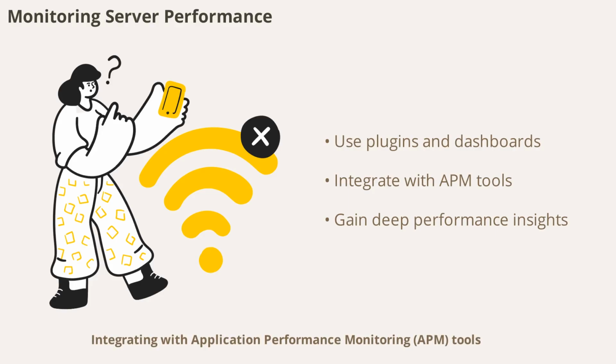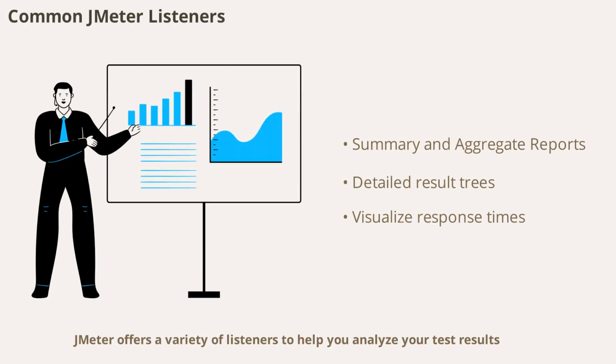Integrating with application performance monitoring (APM) tools such as New Relic provides even deeper insights, helping you pinpoint exactly where issues arise. JMeter offers a variety of listeners to help you analyze your test results. The summary report and aggregate report provide high-level overviews, while the view results tree and response time graph offer detailed insights. Choosing the right listeners for your test helps you focus on the metrics that matter most for your application.